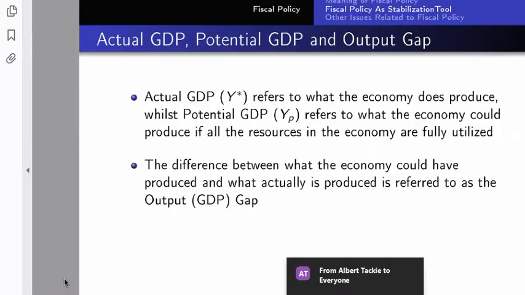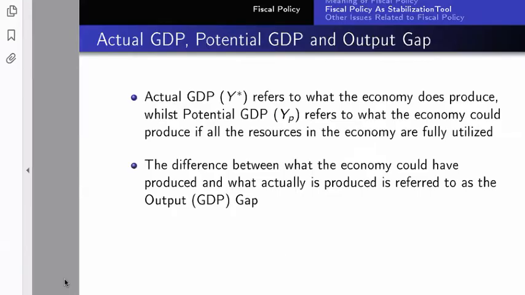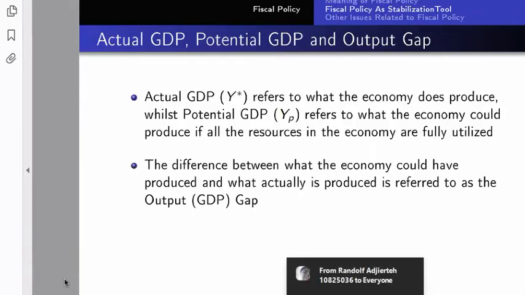Okay, so now we need to know the distinction between actual and potential. Actual refers to what the economy does produce. And potential refers to what the economy could produce if all resources are used, if all the resources in the economy are fully utilized. So the potential is what we can produce if we utilize all the resources in the economy.